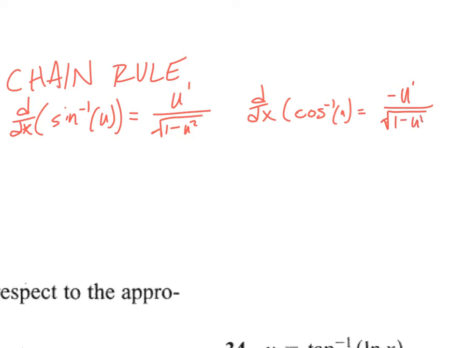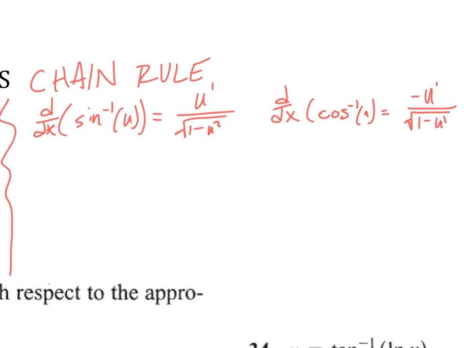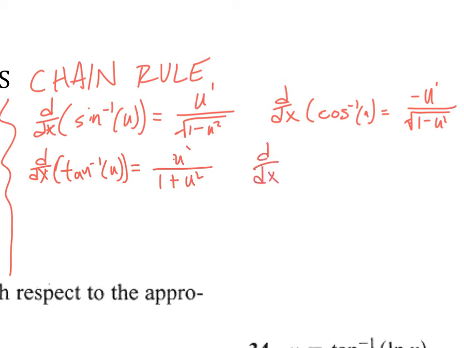So let's take a look now at the derivative with respect to x of, say, tangent inverse of some function u. That's going to be u prime over 1 plus u squared. And then we're going to do d dx of cotangent inverse of u, and that's going to give us negative u prime over 1 plus u squared.